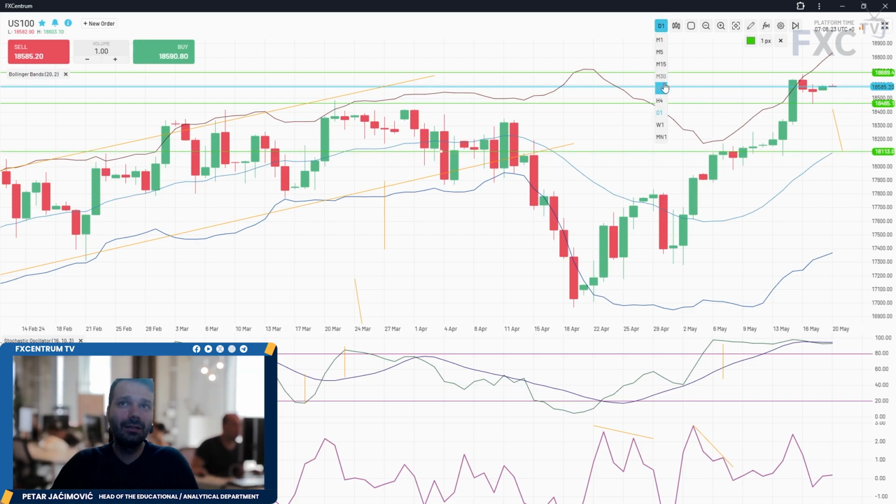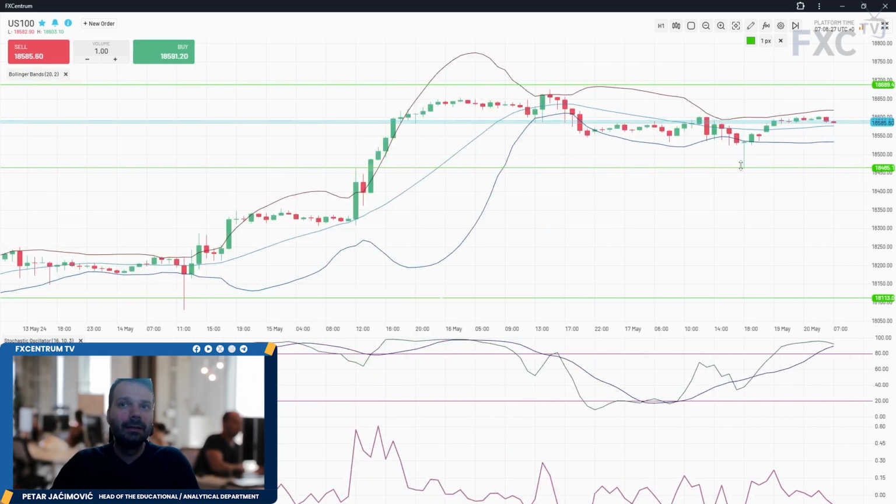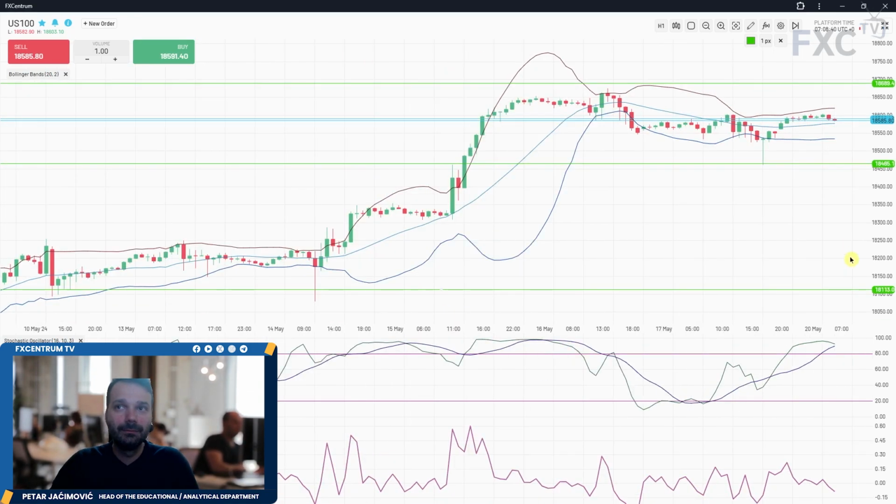Now, the situation on the hourly, we need to have this down break on the hourly. There was an attempt last week, but there was a rejection, but the rejection only up to the upper Bollinger Band. And you can see the contraction is still going on. So an eventual rebreak of the pin bar low can be a good sign for a drop towards, let's say, the 18,100 mark.